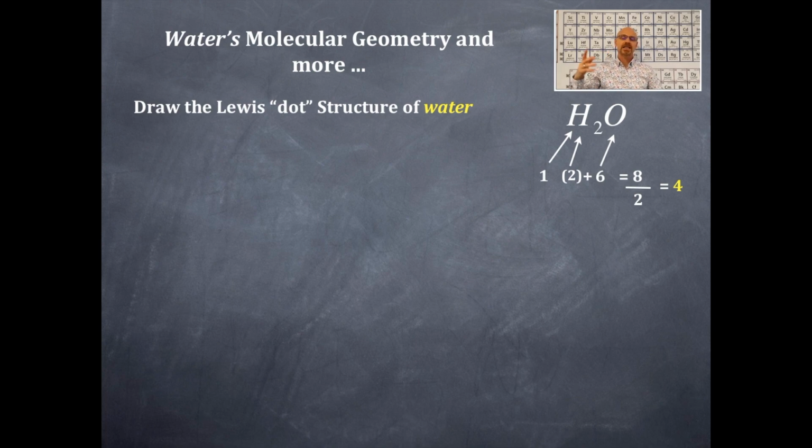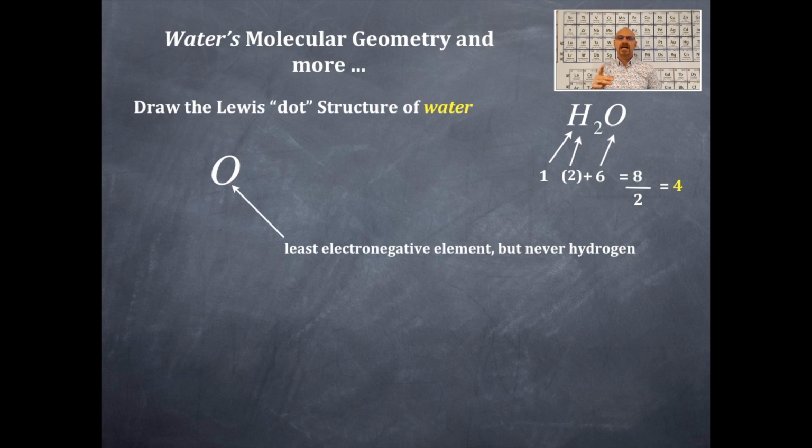Therefore, by default, even though oxygen is the second most electronegative element there is, it's going to go right there in the middle, because it's never hydrogen. Then the hydrogens go outside in the X marks the spot pattern. You could have had them up and down, or one on the left, one below, one on the right, one above. It doesn't really matter.